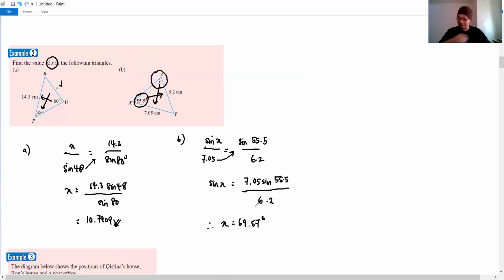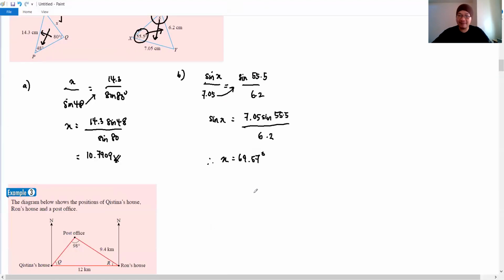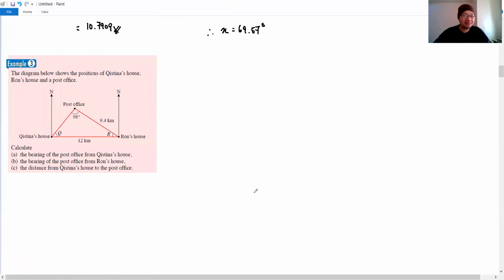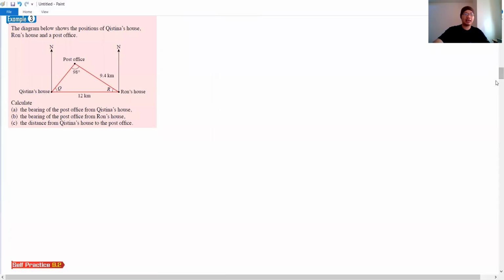Okay, that is example 2. Now let's look at example 3. Okay, what is example 3 about? All right. So for example 3 here, a diagram below shows the positions of Christina's house, Ron's house and the post office. So the diagram given is a triangle with 98 degrees, R and Q. Okay, calculate the bearing. Guys, bearing here.